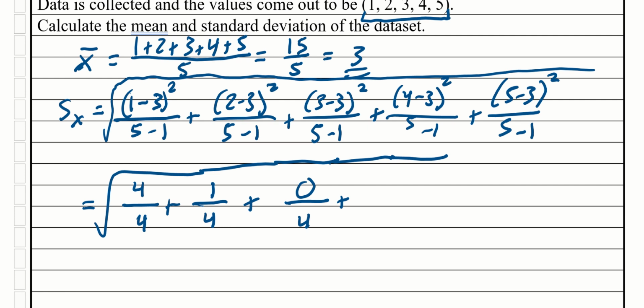Same thing with the next one. 4 minus 3 is 1. 1 squared is 1. And then over 5 minus 1, which is 4. And then finally, 5 minus 3, which is 2. And then if I square it, I end up with 4. And then on the bottom, 4 as well.